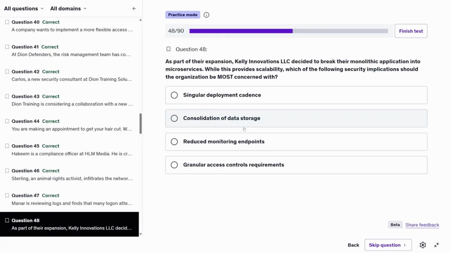As a part of their expansion, Kelly Innovations LLC decided to break their monolithic application into microservices. While this provides scalability, which of the following security implications should the organization most be concerned with? The correct answer is D, granular access controls requirements.